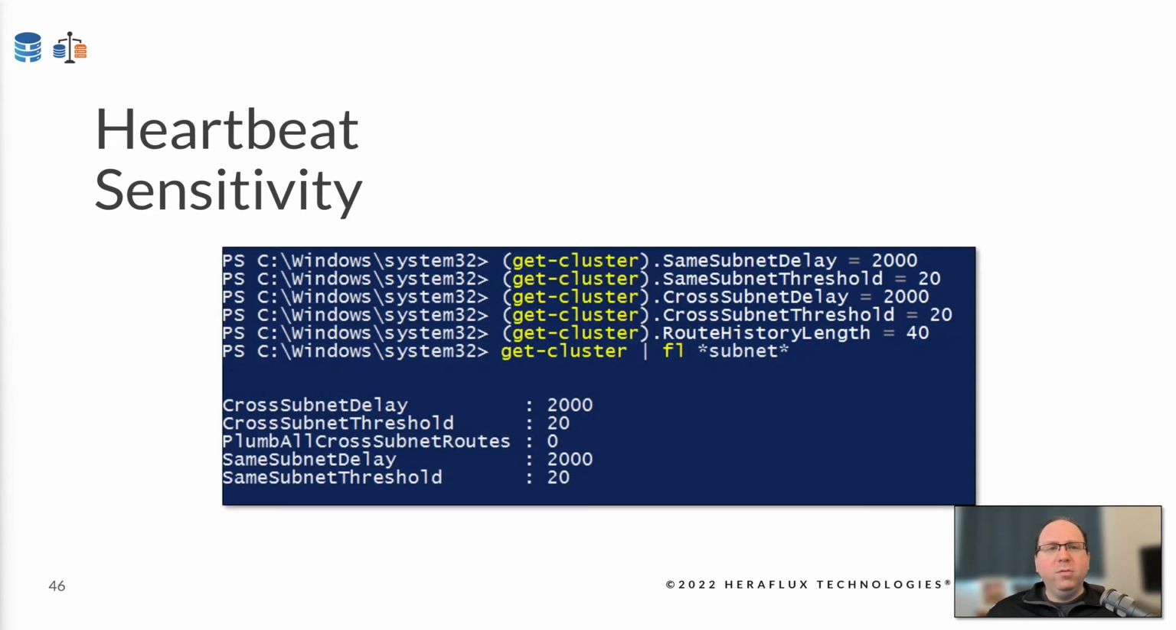The way to do this, again, test and verify in your environment, is to run (Get-Cluster).SameSubnetDelay = 2000, that's 2 seconds, 2000 milliseconds, and then the same subnet threshold. We can actually dial these back just a little bit. Now there's a route history length option in here. You want to make this twice what the same subnet threshold is. So if you do Get-Cluster | fl *route*, you'll see that value in there.